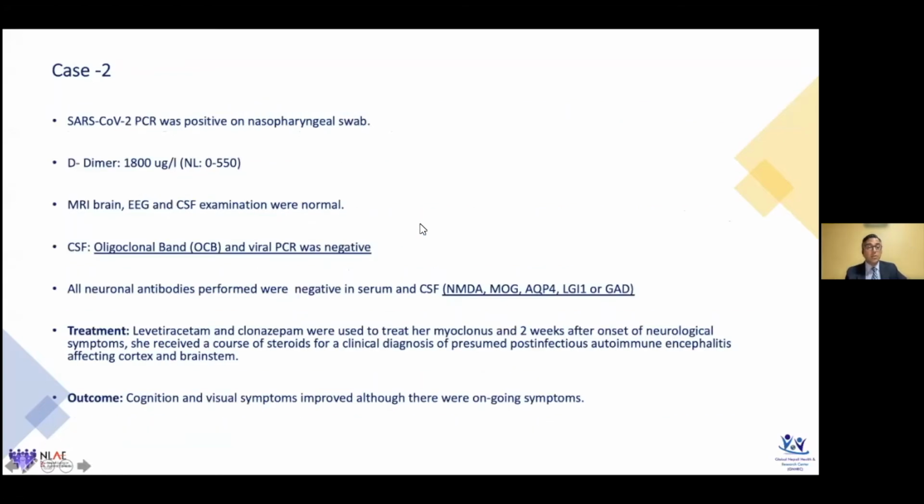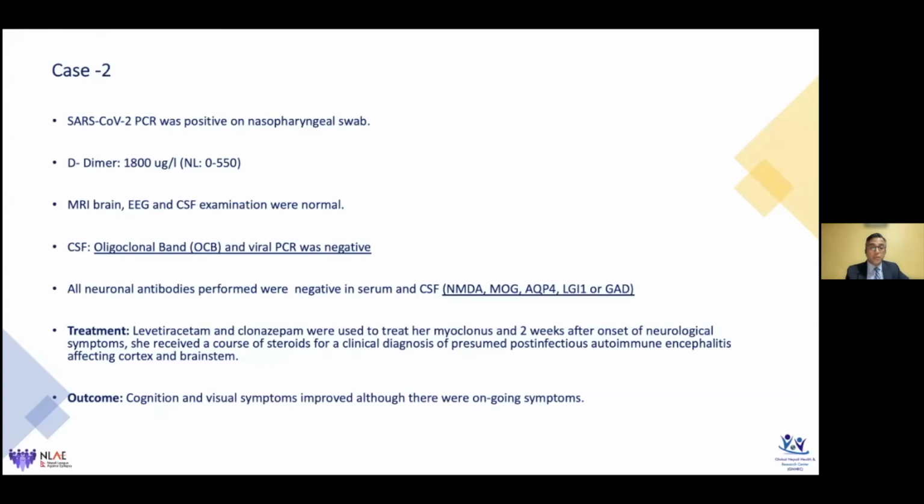The testing showed that she was positive on the nasopharyngeal swab for the COVID-19 virus. The D-dimer was mildly elevated. MRI brain, EEG, and CSF were all reported normal, and PCR for the virus in the CSF and oligoclonal bands were negative. They also did neural antibodies to rule out encephalitis, including NMDA, LGI1, aquaporin, leucine-rich, and GAD.